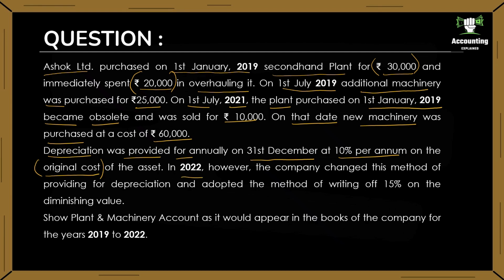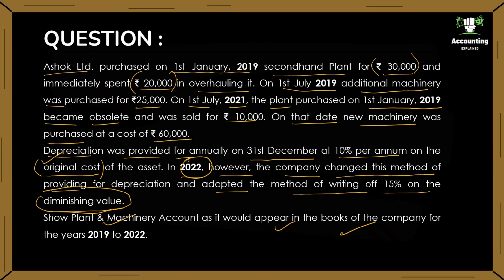In 2022, however, the company changed this method of providing for depreciation and adopted the method of writing off 15% on the diminishing value. So, in 2022, the company is changing from straight line method to WDV method of depreciation. Here we are required to show plant and machinery account as it would appear in the books of the company for the years 2019 to 2022.